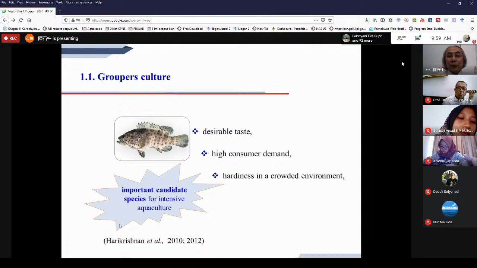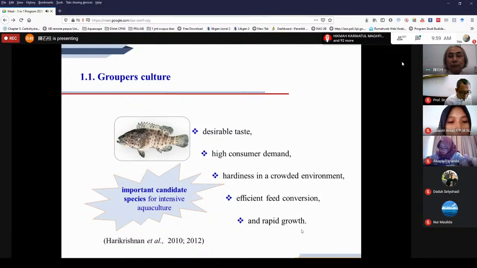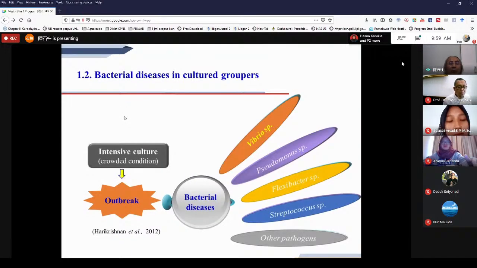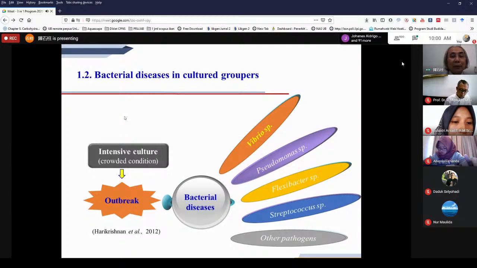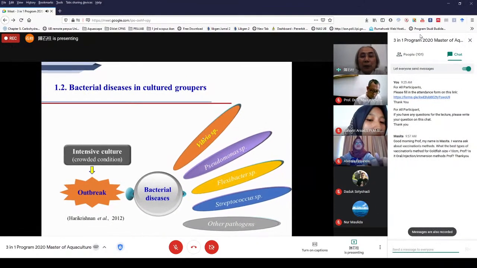High consumer demand and hardiness in the cloudy environment, because intensive culture often has disease outbreaks during culture, and efficient feed consumption and rapid growth. As you know, environment is an important factor that influences fish culture. Water quality is very important, and how to keep water quality in good condition is very difficult for aquaculture, right? Because the fish farmers hope to have more fish harvest and higher benefit, so they hope to have intensive culture to increase the fish number and production tons. Under intensive culture, fish get stressed and have poor water quality, so they will have some disease outbreaks.